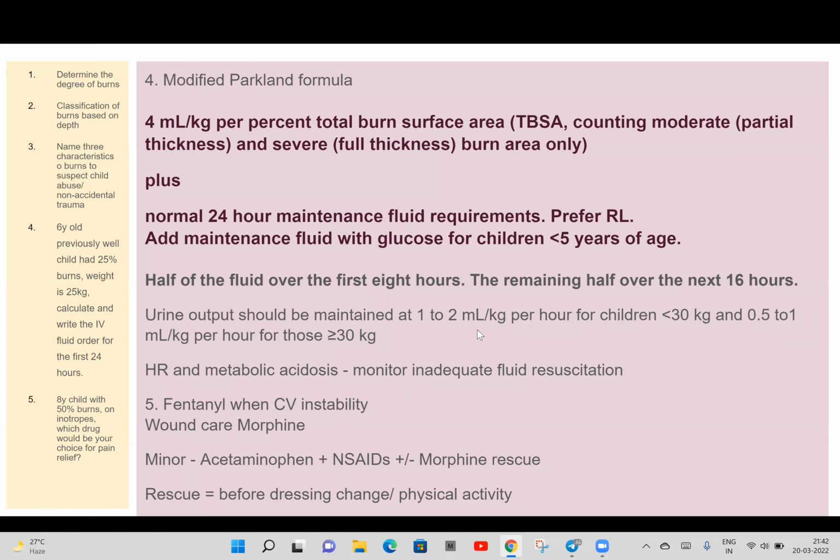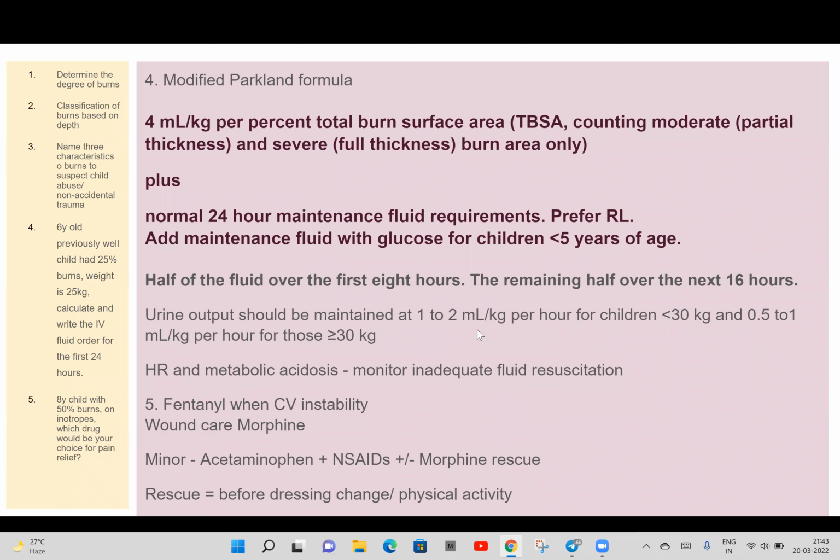Okay. So urine output is a better measure to calculate and give the fluids, especially in children who are less than 5 years or less than 30 kg. The fluid needs might be more than what we calculate with this formula. And when we are monitoring heart rate and metabolic acidosis, these are the main indications which will tell us if the fluid resuscitation is adequate or not.